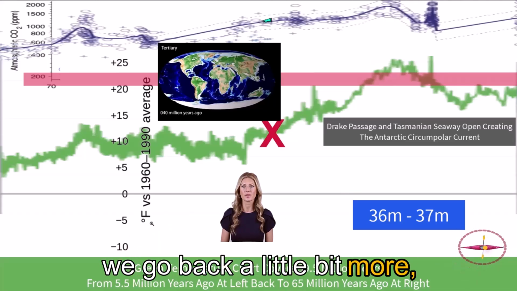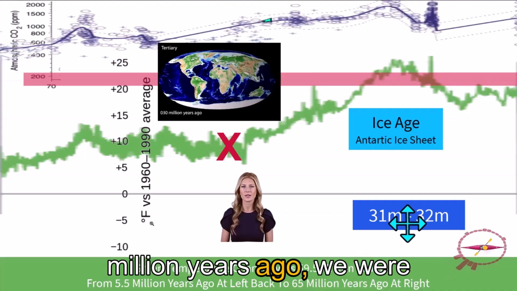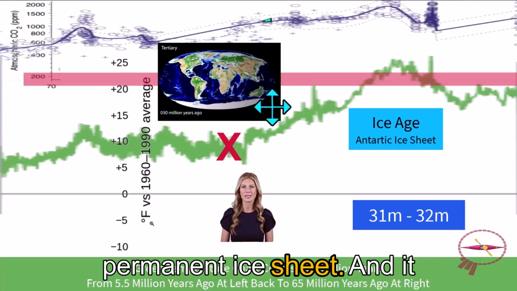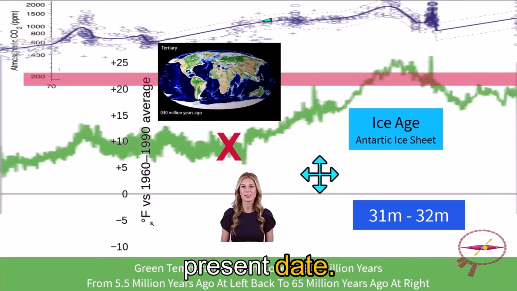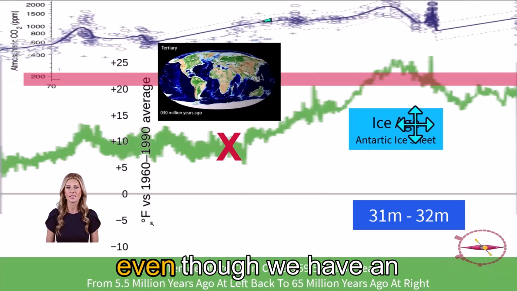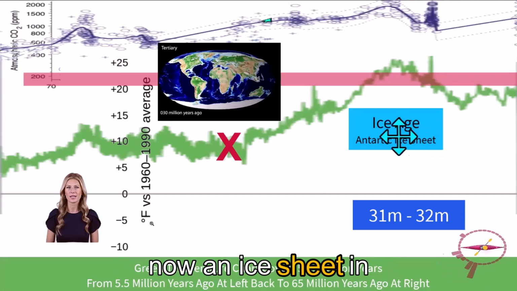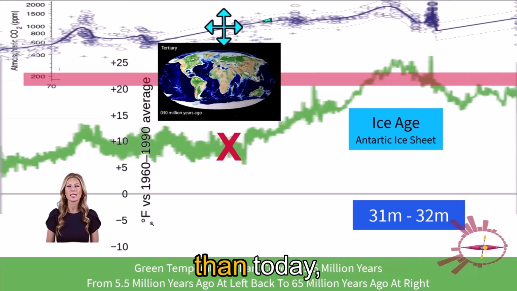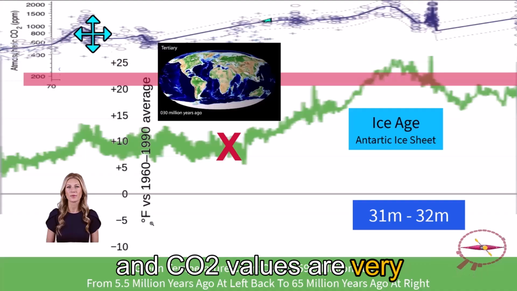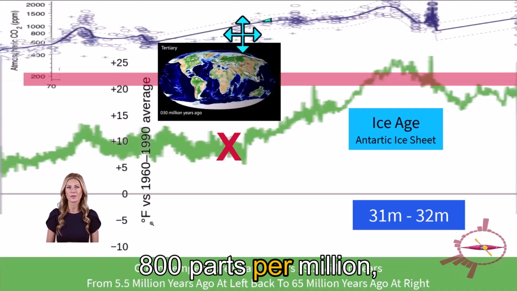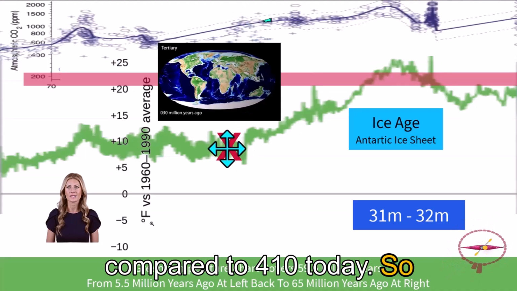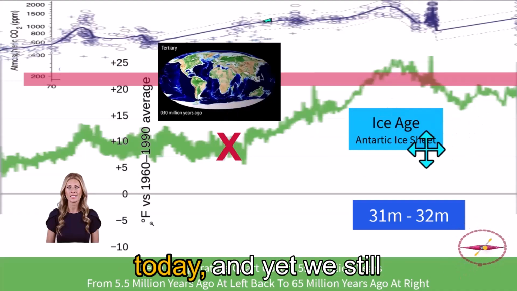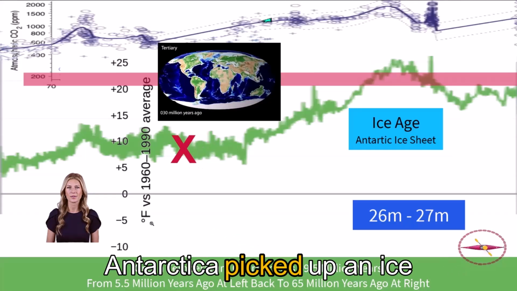And if we go back a little bit more, we can see that around 33 million years ago, we were in another ice age, and that's because that's when Antarctica first picked up a permanent ice sheet, and it will keep that all the way and forward in time to the present date. I'm going to point out that even though we have an ice age and that there's now an ice sheet in Antarctica, Earth's temperature is really warm. It's 8 to 10 degrees warmer than today, and CO2 values are very high. We're looking at about 800 parts per million compared to 410 today. So CO2 was double what it is today. Temperature was 9 degrees warmer, 10 degrees warmer than today, and yet we still entered an ice age, and Antarctica picked up an ice sheet.